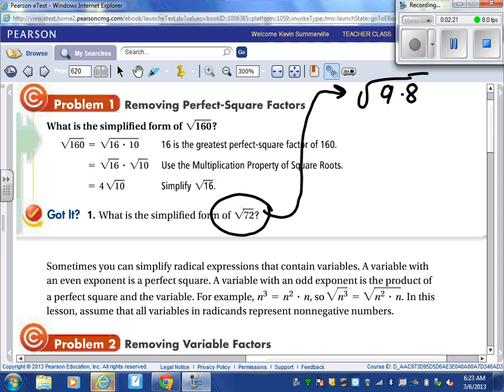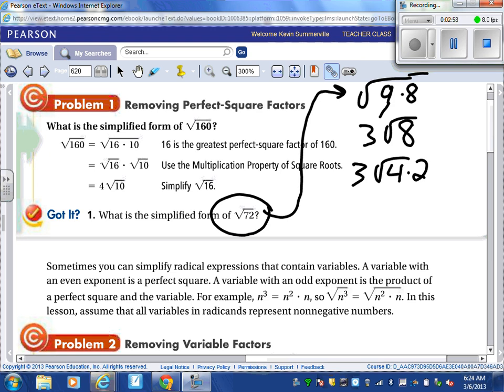But now we've got to break down the 9 and the 8. What is the square root of 9? 3. And we're left with square root 8. But we can break down 8 into another number that's a perfect square. What number times another number gives me 8? That's right. 4 times 2 is 8.